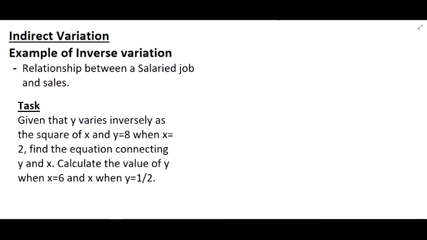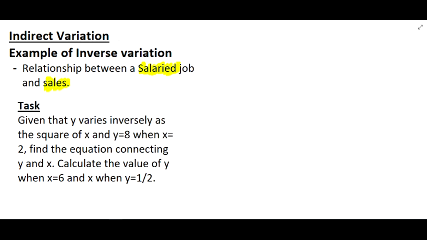Now, this question is coming from indirect or inverse variation. Okay, we'll take the example of inverse variation, which is the relationship between a salary job and sales. Now, if somebody is working in a company or an organization where he earns a monthly salary or wages, the person's salary has nothing to do with sales. Now, this is the salary and this is sales. Whether the person sells 10 products, 50 cartons of product, or 10 or 20, no matter what the person sells, the person receives a fixed or specific amount of salary at the end of every month.